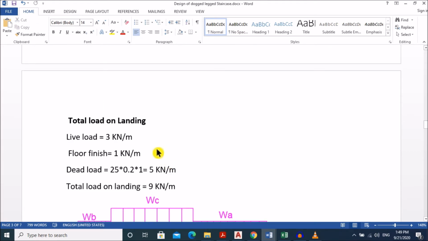And the total load on the landing. The live load is the same for the landing as well. This is 3 kilonewton per meter. The floor finish is 1 kilonewton per meter, and dead load equals 25 multiplied by 0.2, that is the thickness of the landing, and this is 1 width of the landing, that gives 5 kilonewton per meter, and total load on the landing will be 9 kilonewton per meter.